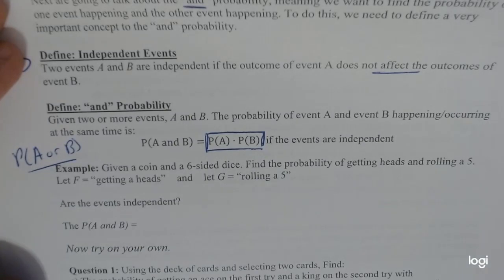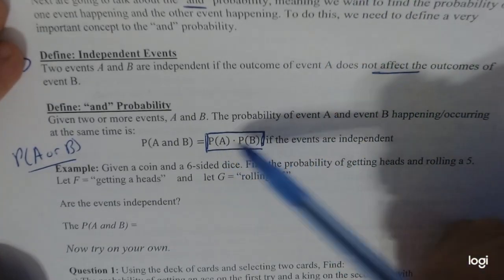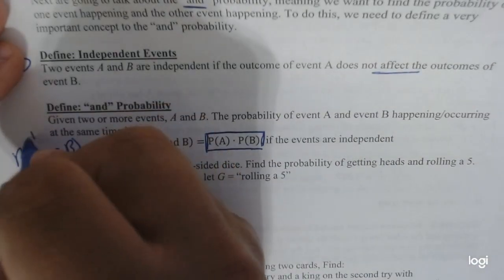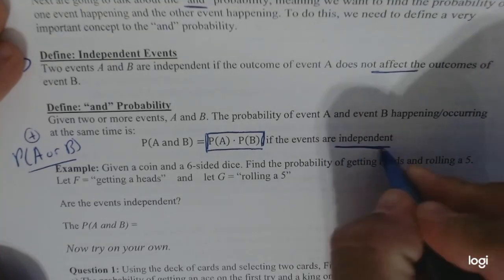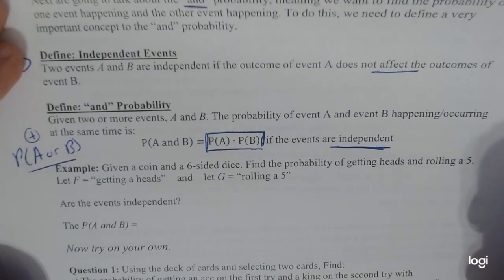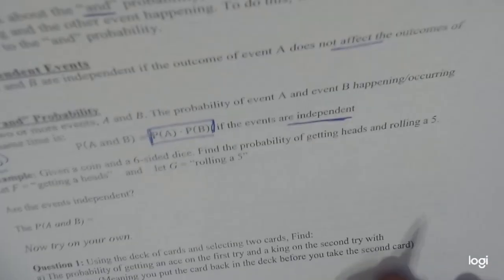Given, again, two different events, we want the and portion. Hence why it's called the multiplication rule, because we literally multiply. So or means addition, and and means multiplication. Again, a key thing is that the events are independent of each other. Okay? So let's do an example so you can see how this works out.